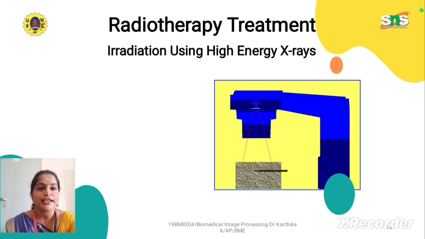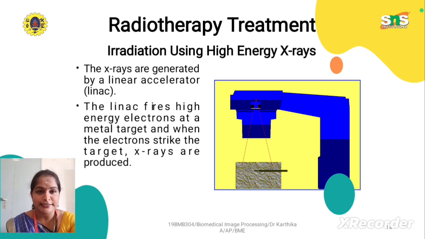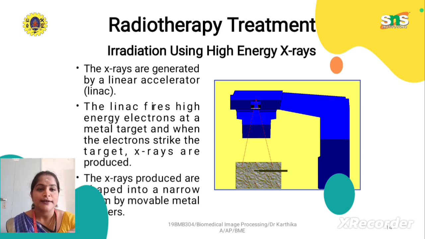And irradiation using high energy X-rays. See the diagram. Here X-rays are generated by a linear accelerator. Here electrons strike the metal target, and X-rays are produced. These produced X-rays are shaped into a narrow beam by movable metal panels. Here see the diagram. With the help of these produced X-rays, we can easily destroy our tumor parts. Radiation using high energy X-rays.